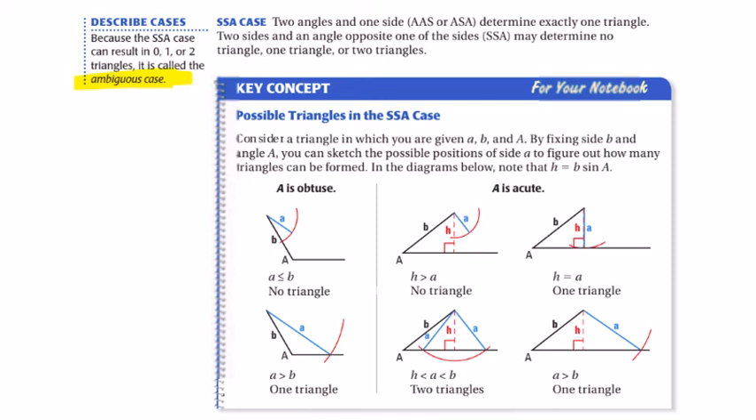So there are different possibilities here, and we've got to break it down with a nice little checklist. What is the measure of angle A? Is it obtuse or is it acute? If it's obtuse, we're going to go to this side of the chart. If it's acute, we're going to go to this side.